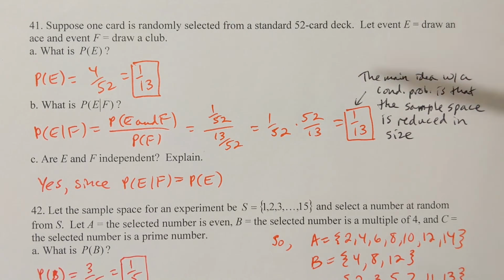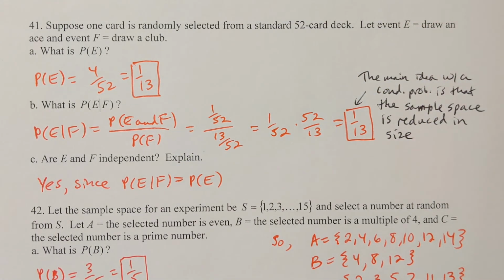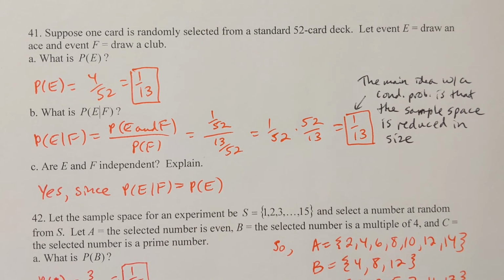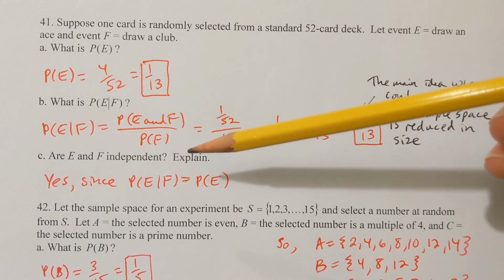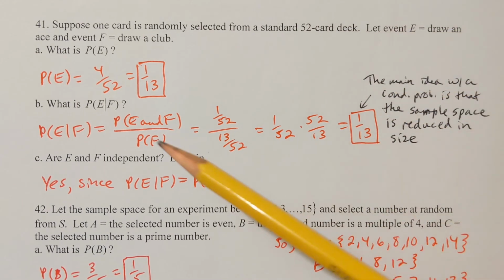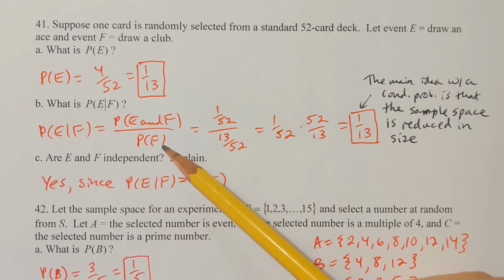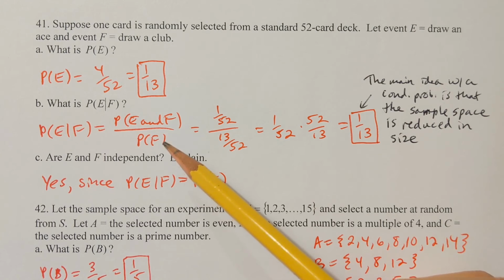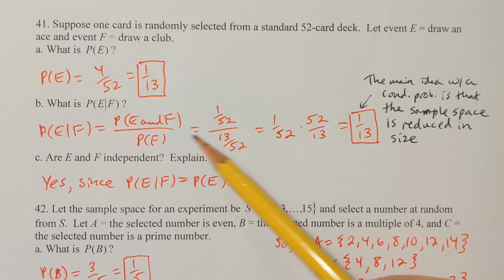Okay. Part B, what is the probability of E given F? Okay, so I've got a conditional probability here, which means that I want to use the conditional probability rule. So the probability of E and F divided by the probability of F. Okay, so again, whatever event you're given, you're going to be dividing by the probability of that event in the formula. Okay, so let's see, the probability of F is the event that you draw a club. There's 13 clubs in a deck out of the 52 cards total, so 13 over 52 would be the probability of F.